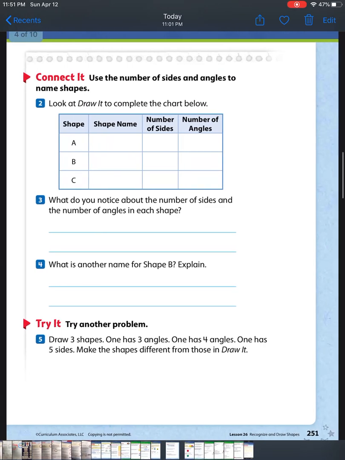This is the connect it. Use the number of sides and angles to name shapes. Look at draw it to compare the chart below. So we're going to have to flip back to the page before. But let's take a look at this chart. We see the shapes A, B, and C. We're going to have to name the shapes, tell the number of sides, and tell the number of angles from the previous page. So let's look at shape A.